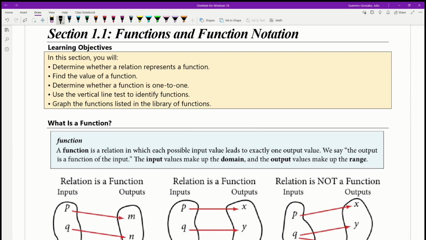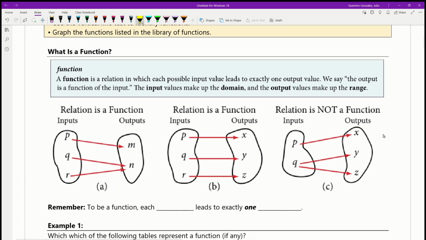Here are some learning objectives. Determining whether a function is a relation. Finding values of functions. It's not too important right now, but it will become important in later sections. Figuring out if a function is one-to-one. Vertical line tests to identify functions. There's a quick way to do it, the vertical line test. We'll get there by the end of the section. And graphing functions listed in the library of functions. That last bullet point is something we'll be carrying on throughout chapter 1. Okay, so let's go ahead and start.